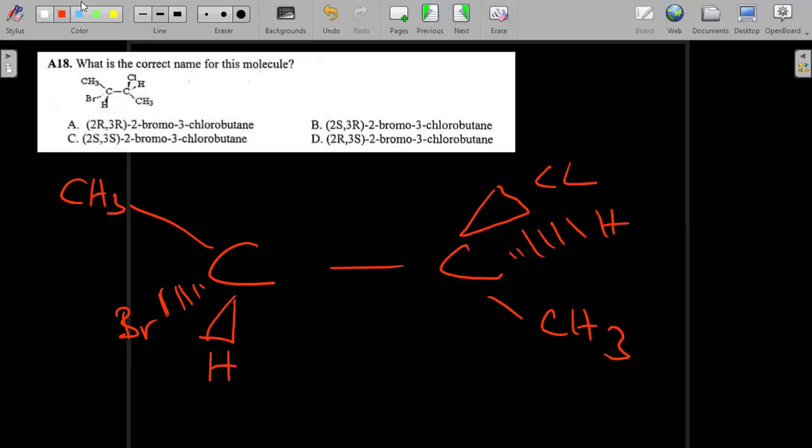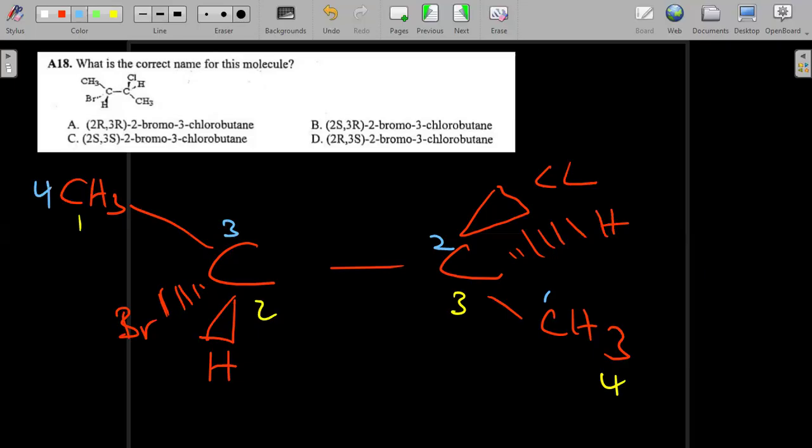To name this, we first have to identify the longest carbon chain. The longest carbon chain can be 1, 2, 3, and then 4. It can also be, if I start from here, 1, 2, 3, and then 4. So which one do you choose?